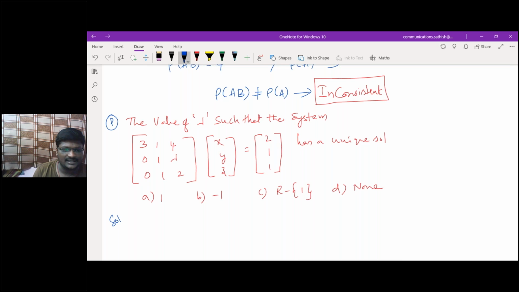So they are asking, in that particular system, the value of lambda for a unique solution. Tell me, unique solution means what? The rank of the augmented matrix is equal to the rank of the given matrix, which is equal to the number of unknowns. In such a case you get a unique solution. So you need to get the value of lambda. That is what the question has given.